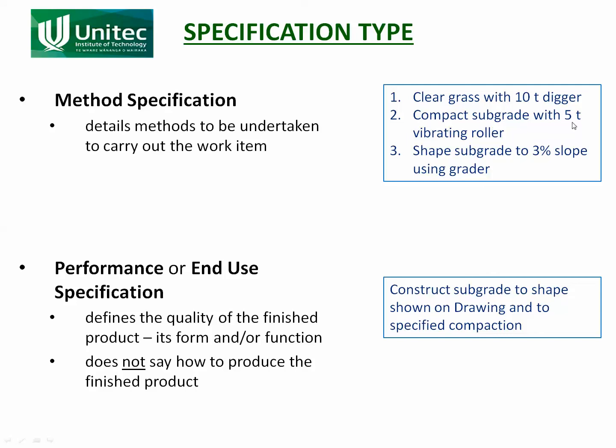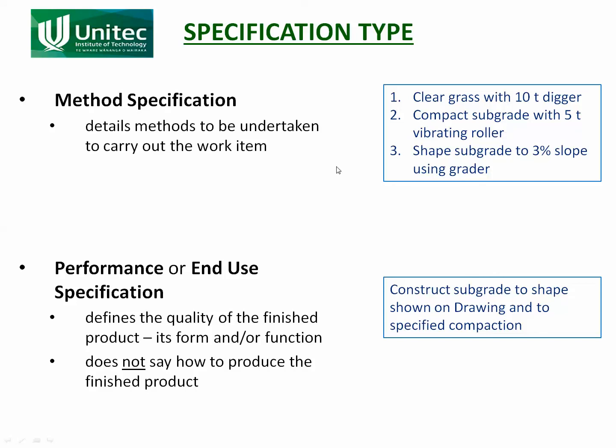Compact the subgrade with a 5-ton vibrating roller. So you don't do it with a 1-ton PTR or a 10-ton sheep's foot roller. You use a 5-ton vibrating roller. Now sometimes this is okay because the designer might say, I want a particular type of compaction to happen, and this is the type of machine that I know will do the job.